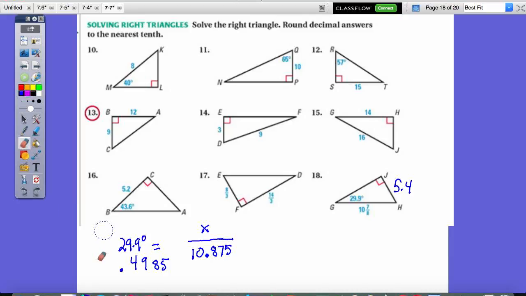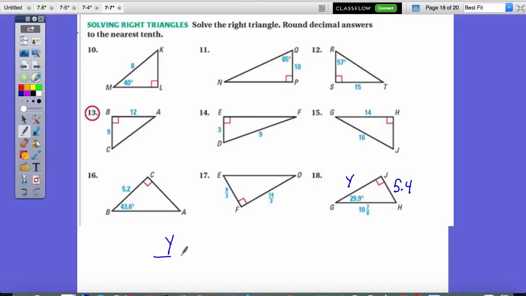Now I'm going to do the same thing here. I'm going to call this y so you know which one I'm talking about. But y over 10.875, I was given a 29.9 degree angle. Adjacent over hypotenuse is cosine. Cosine of 29.9 is 0.8668. I'm going to leave all of that in the calculator, times it by 10.875, and I get 9.427, which is going to round to 9.4.